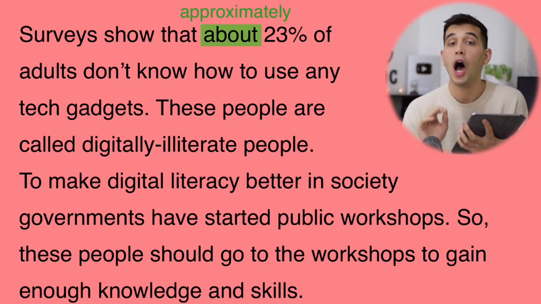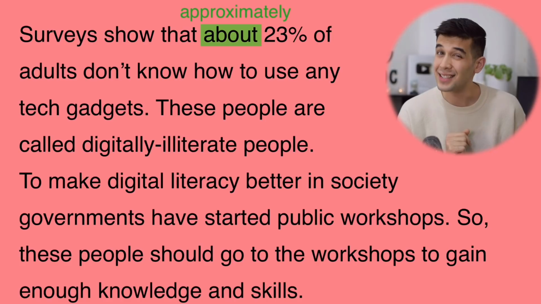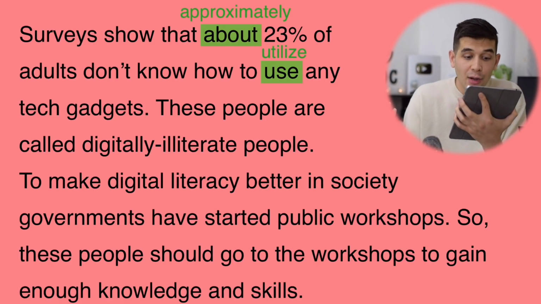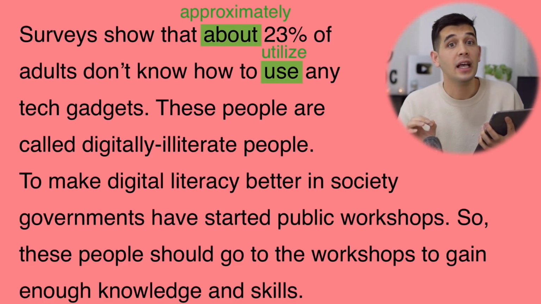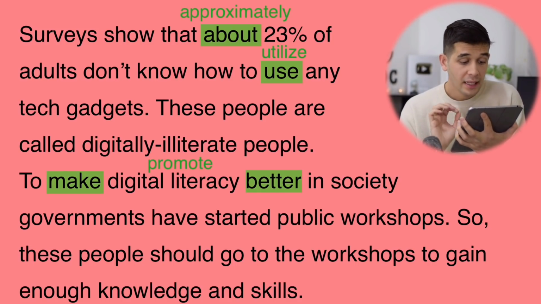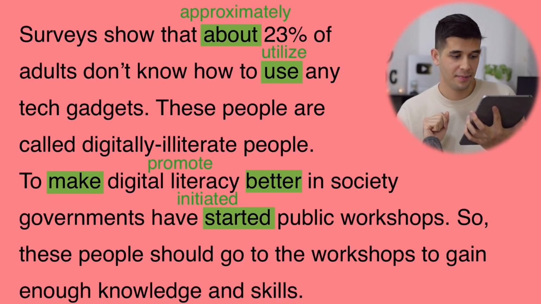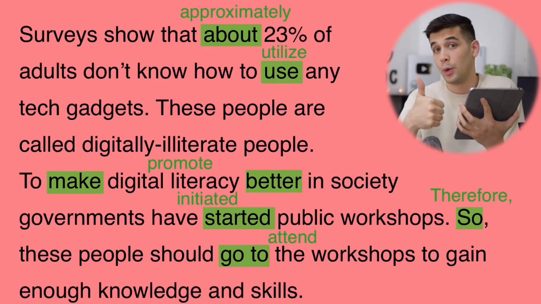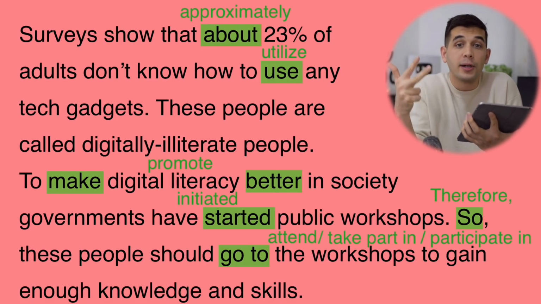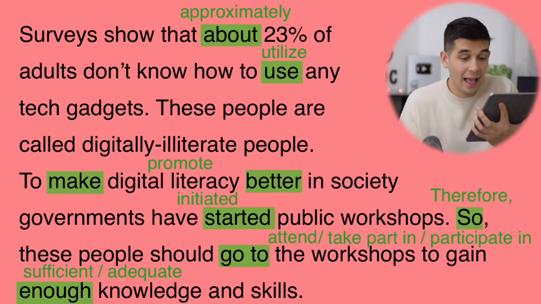And now, time to read the text. Surveys show that approximately 23% of adults don't know how to, instead of use, we could say utilize, remember? How to utilize any tech gadgets. These people are referred to as digitally illiterate people. To promote digital literacy in society, governments have initiated public workshops. Therefore, these people should attend the workshops, take part in the workshops, or participate in the workshops to gain sufficient knowledge or adequate knowledge and skills.